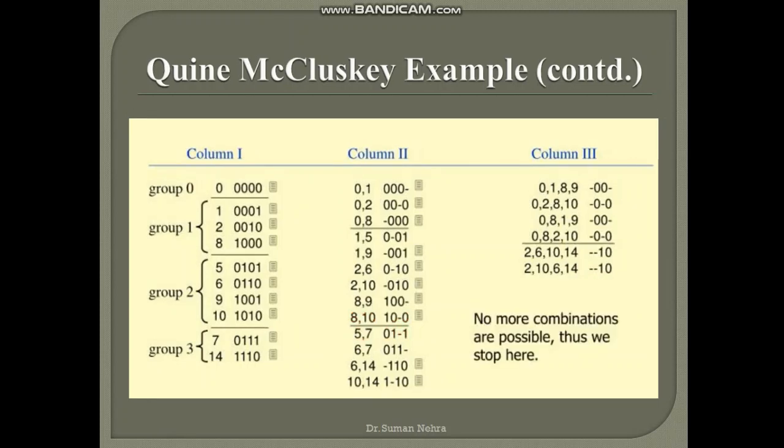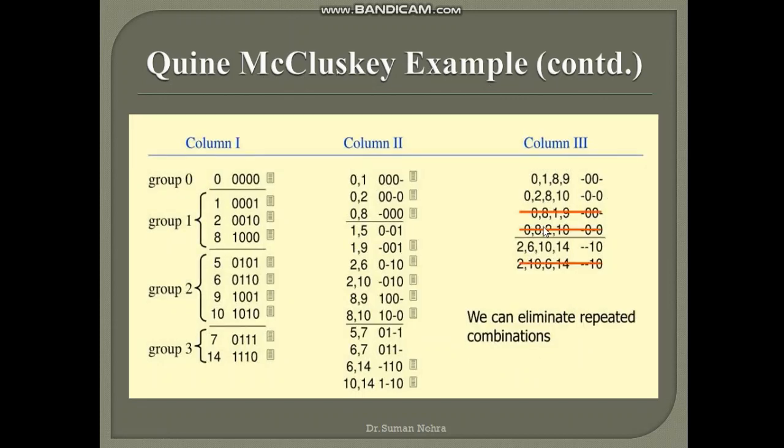When no more combination will form, then we will stop. Here we have compared all the groups of column 2. Now there are no more combinations possible, thus we will stop here. Now we will eliminate the groups which have the same minterms in the column 3. For example, 0189 are the minterms in this group and here it is 0819. So we will eliminate the repeating groups. Here in the column 3, 0819, 08, 210 and 210, 6 and 14 are eliminated because they are repeated.